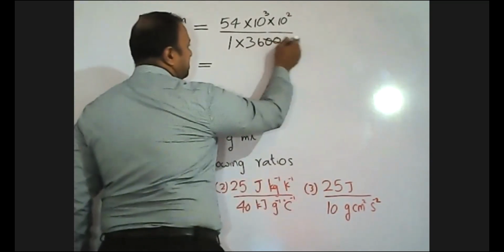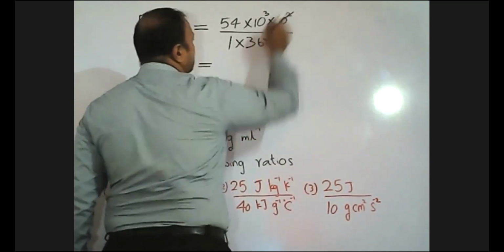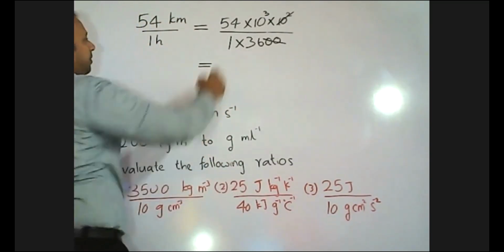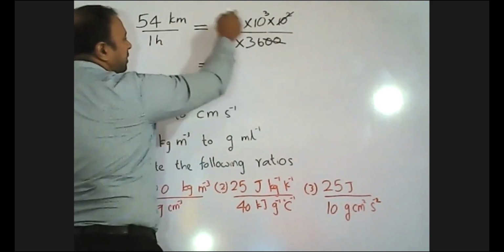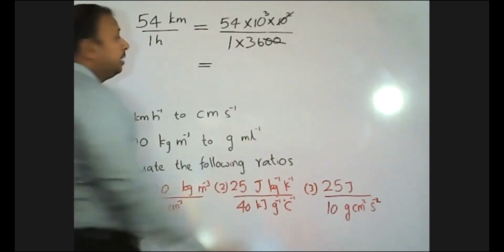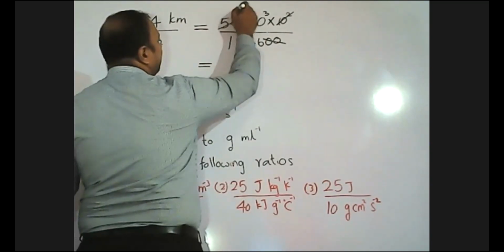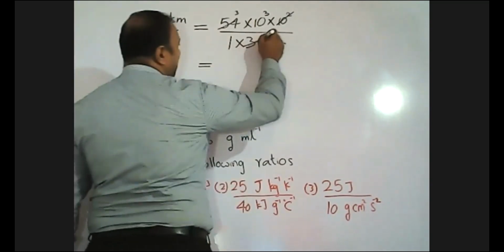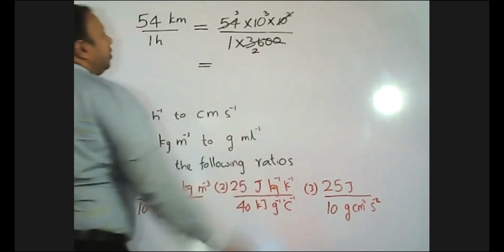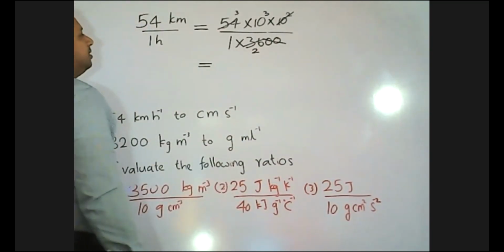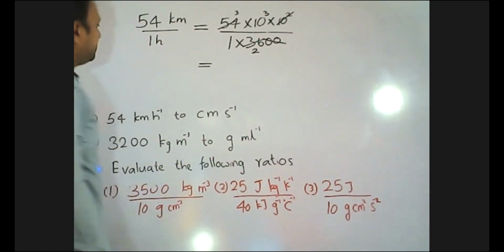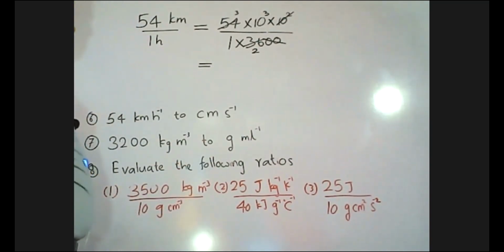So these 0s will be cancelled out. 54 we can divide by 18. If I divide this by 18, the answer is 3. If I divide 3,600 by 18, the answer is 2. So 3,000 divided by 2 means 1,500.